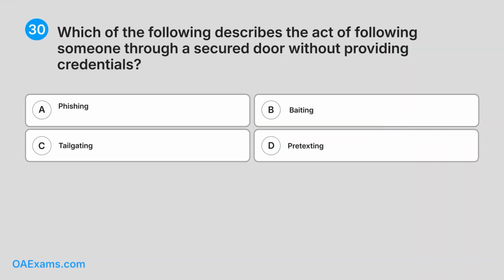30. Which of the following describes the act of following someone through a secured door without providing credentials? A. Phishing. B. Baiting. C. Tailgating. D. Pretexting. Do you know the answer?